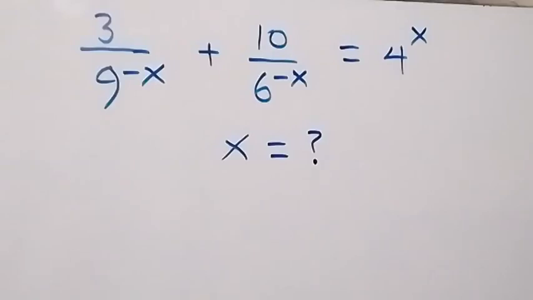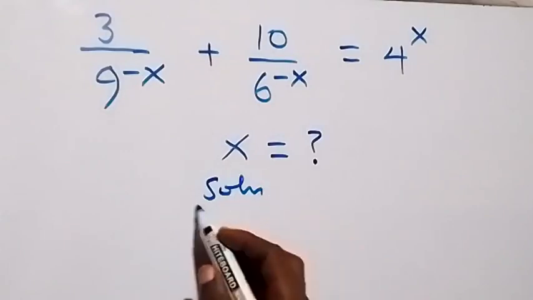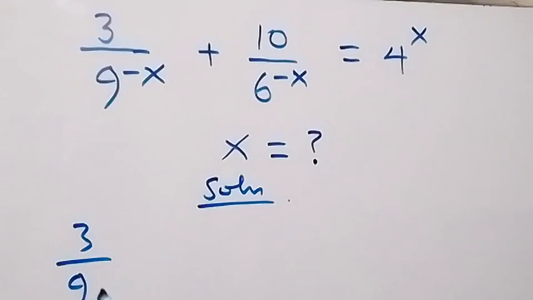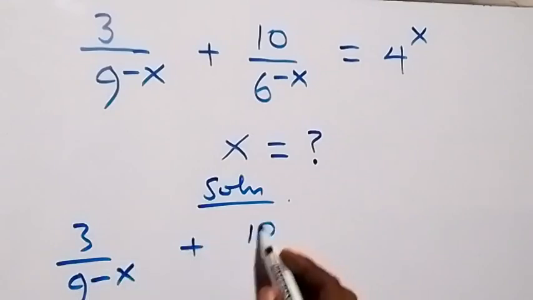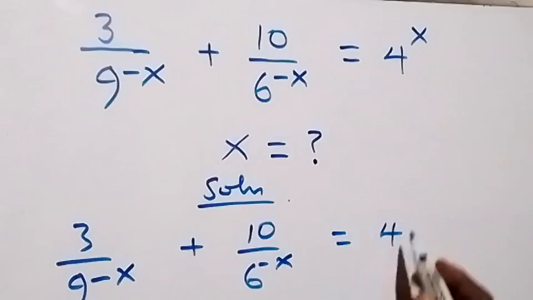Hello, you're welcome to solve for x in this nice algebra equation. What is given here is 3 over 9 raised to power minus x, plus 10 over 6 raised to power minus x, which is equal to 4 raised to power x.